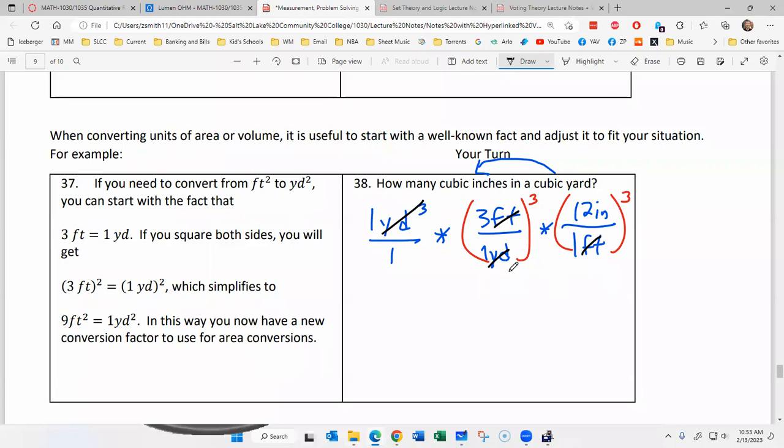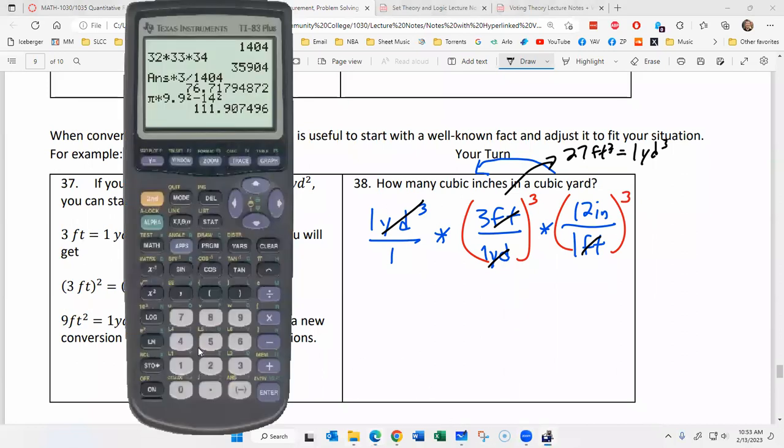So this is true. Right here, we actually have 27 cubic feet is 1 cubic yard, and 12 cubed inches in 1 cubic foot. But we don't need to know those conversion factors. And furthermore, they're not given. We just use the basic one and cube it if it's volume, or square it if it's area. And then our calculator makes quick work of it.